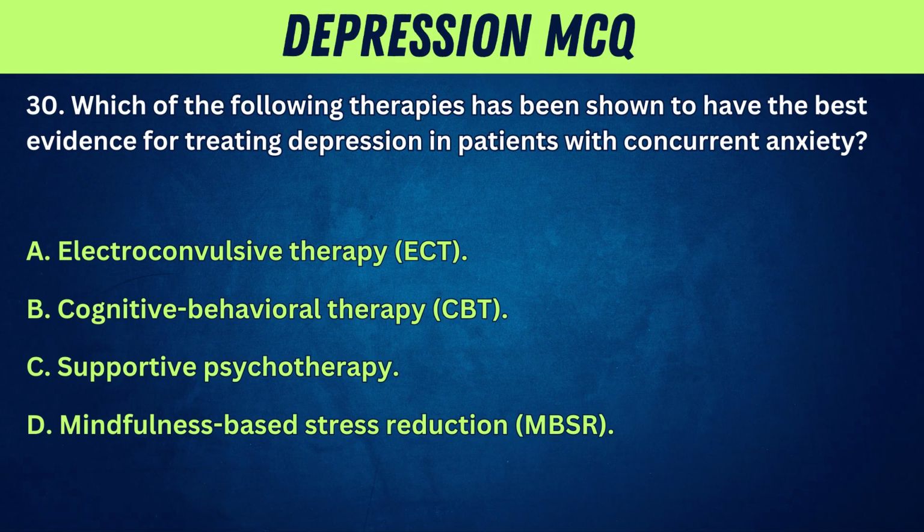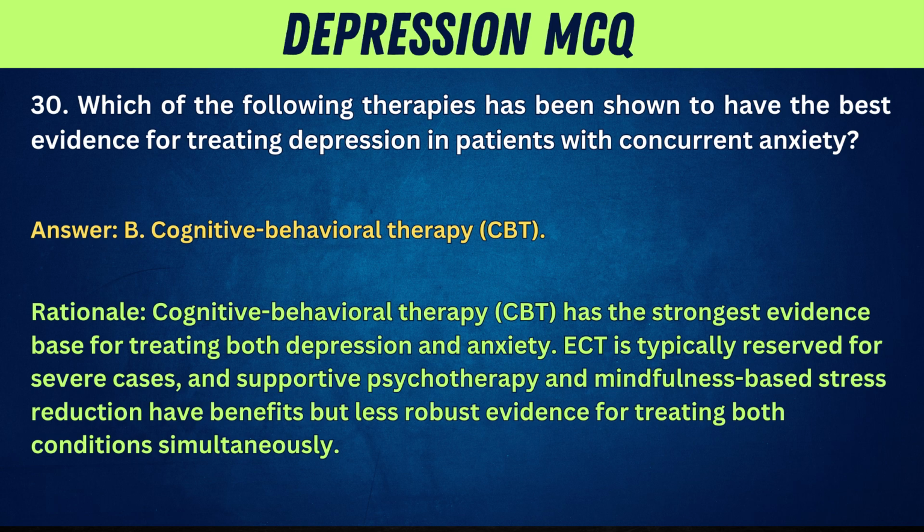30. Which of the following therapies has been shown to have the best evidence for treating depression in patients with concurrent anxiety? A. Electroconvulsive therapy, ECT. B. Cognitive behavioral therapy, CBT. C. Supportive psychotherapy. D. Mindfulness-based stress reduction, MBSR. Answer: B. Cognitive behavioral therapy, CBT.